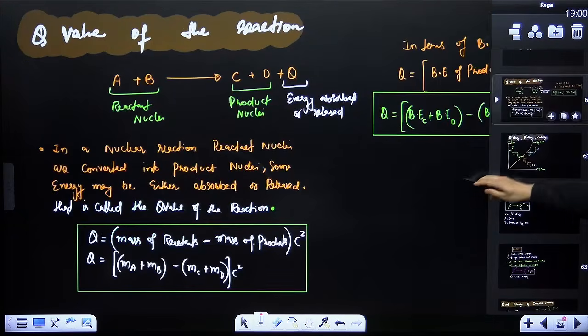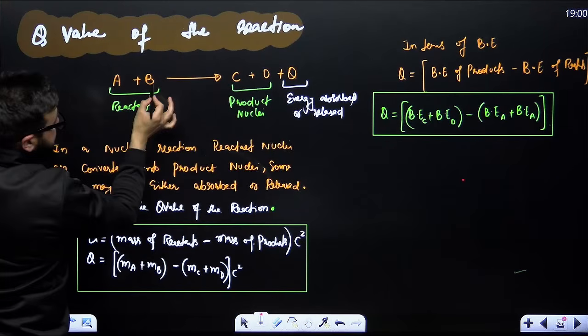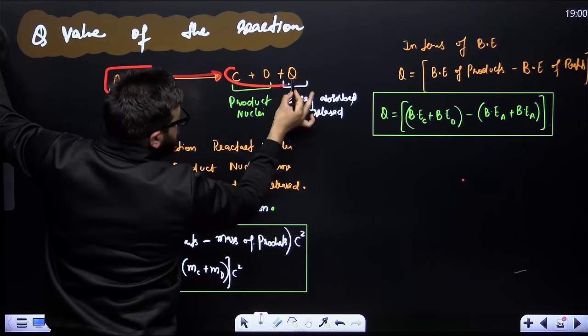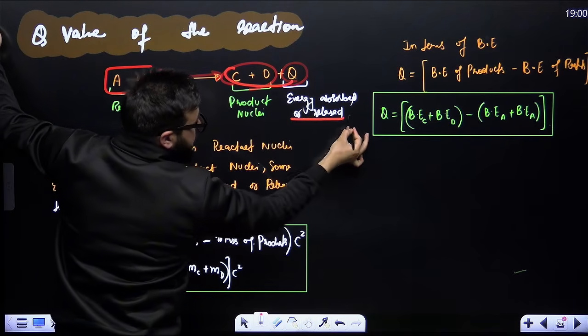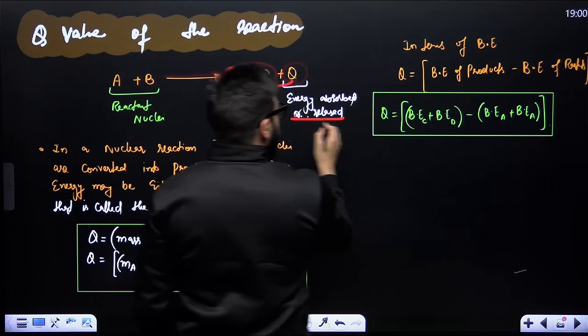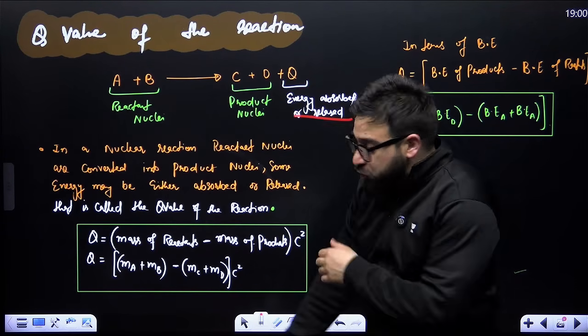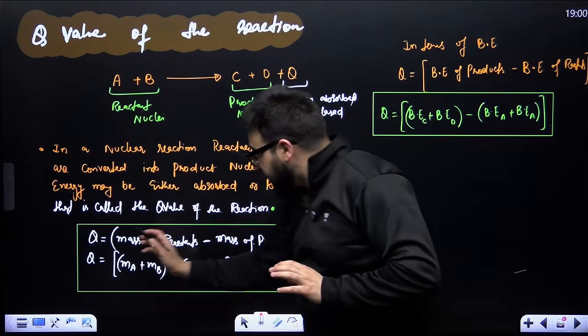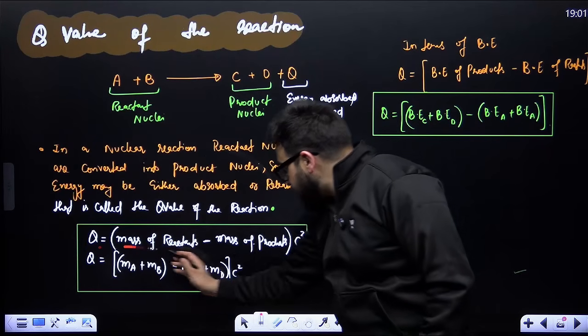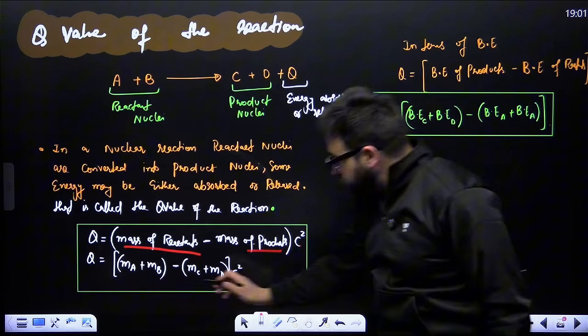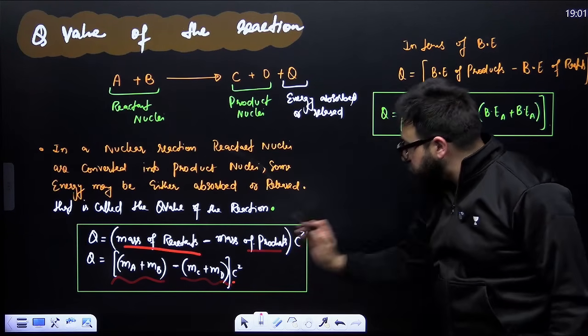Now, the Q value of the reaction. My dear NEET aspirants, when reactant nuclei are converted into product nuclei, in that particular case some energy is released or absorbed. This energy released or absorbed is what we call the Q value of the reaction. Listen to me very carefully. The Q value of the reaction will be mass of reactants minus mass of products, into c square.